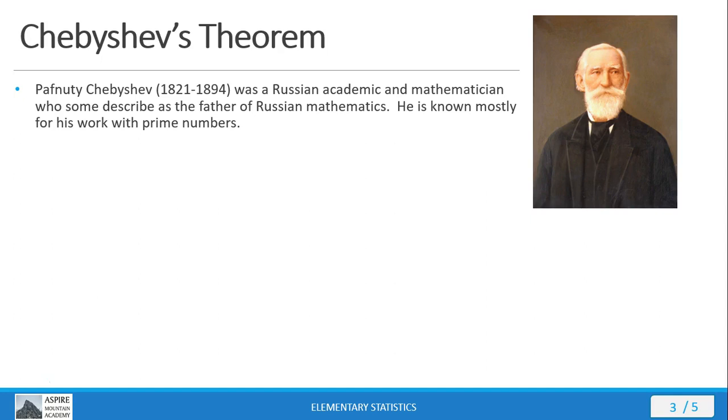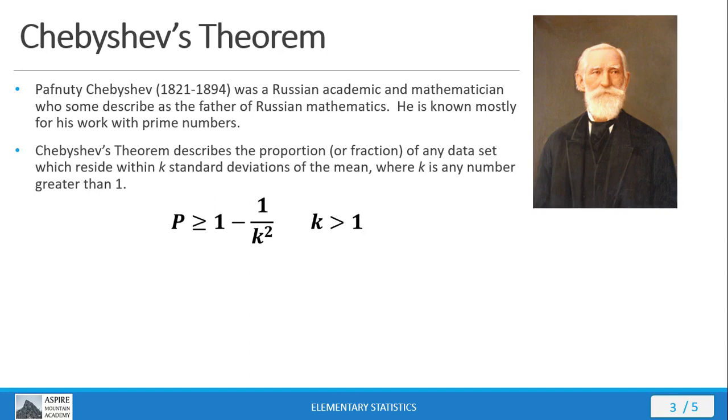Anywho, let's get back to this Chebyshev dude. Chebyshev wanted to take the usefulness of the empirical rule and extend it to any distribution, not just those that are normally distributed. So he put his brain to the task and derived what has become known as Chebyshev's Theorem. It tells the minimum proportion or fraction of a data set that will be within k standard deviations of the mean value, where k is any number greater than 1.